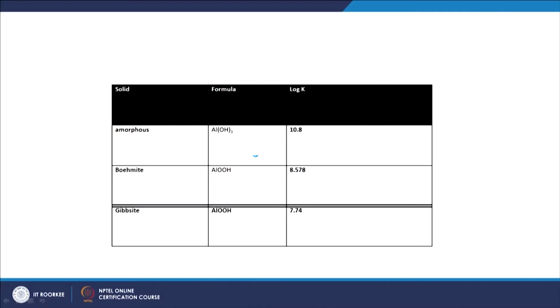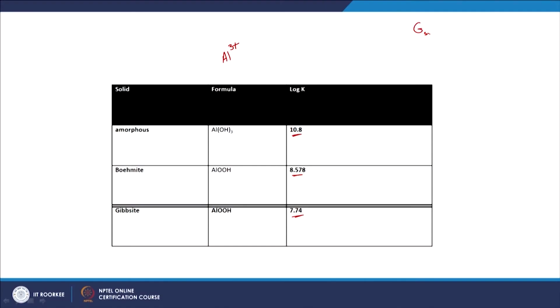Here I have an example based on Al3+ precipitating out. Here we have different solid forms of Al3+, keep in mind these are all solids: amorphous, boehmite, and gibbsite. The log K values are given here as 10.8, 8.6 and 7.7. I think these are from VMITech. So what does this tell you about the system? Let us say I add aluminum to a solution. By looking at and analyzing the relevant K values or log K values, you can understand which solid is going to precipitate out first.